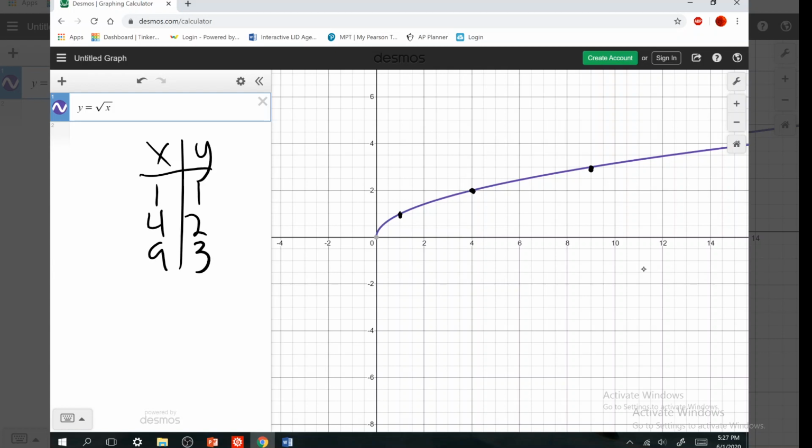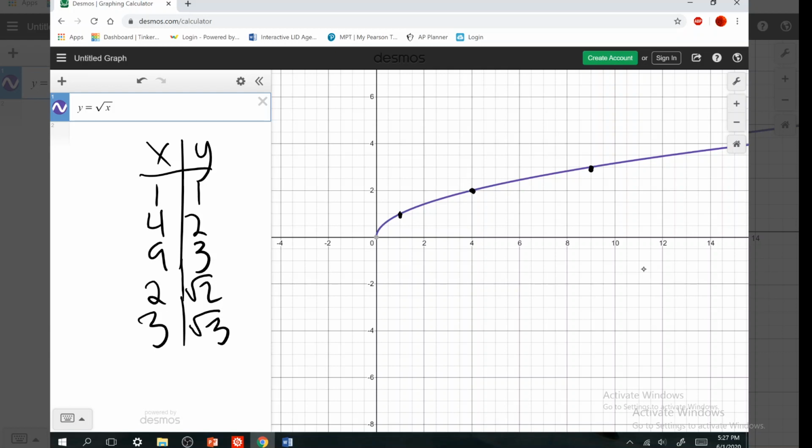Now, I built this table a little differently from how we've done this in the past, because I didn't do 1, 2, 3, like that. If I did 2, I would just get the square root of 2. And 3, I get the square root of 3. The only reason I didn't do those is because the square root of 2 and the square root of 3 are big, long decimals.